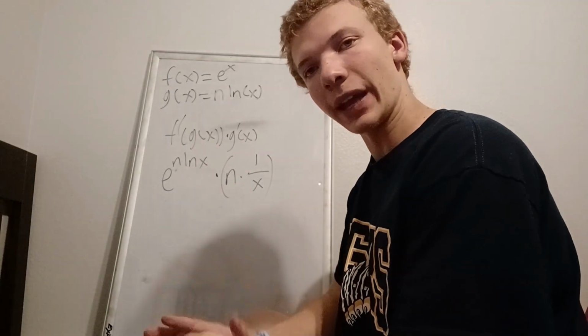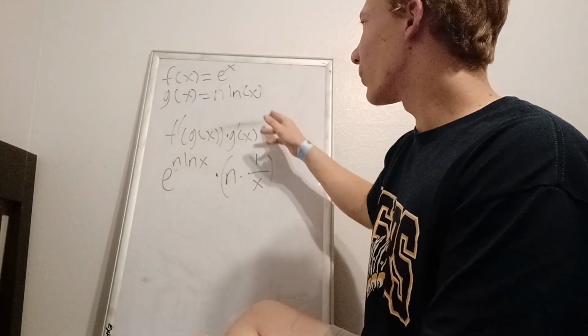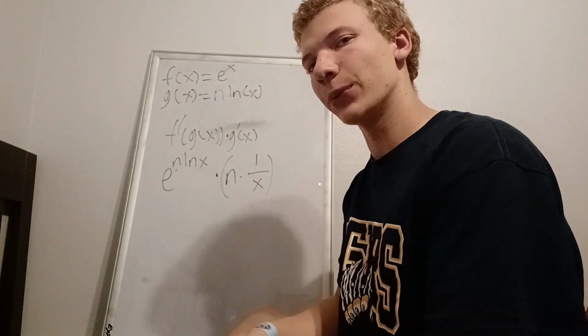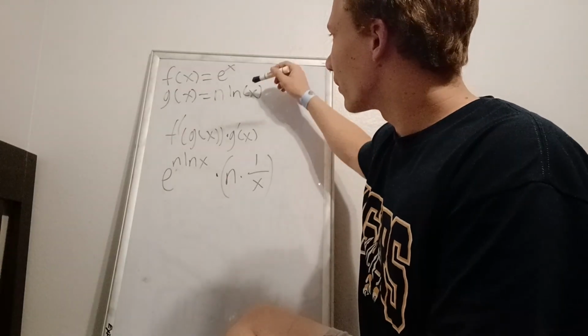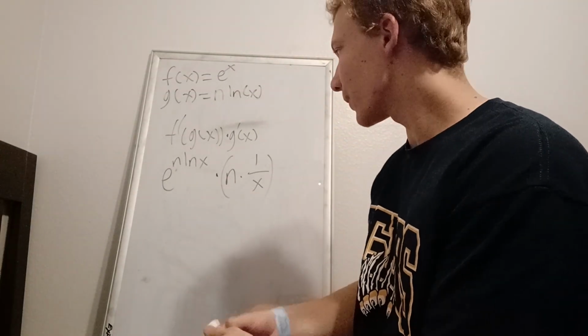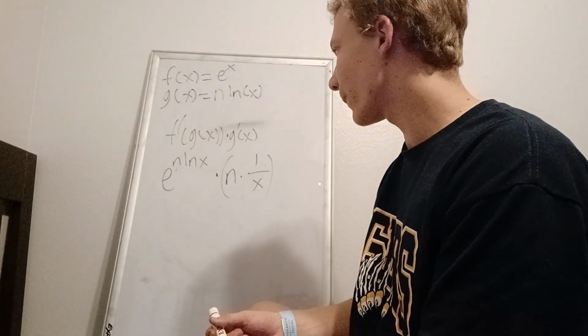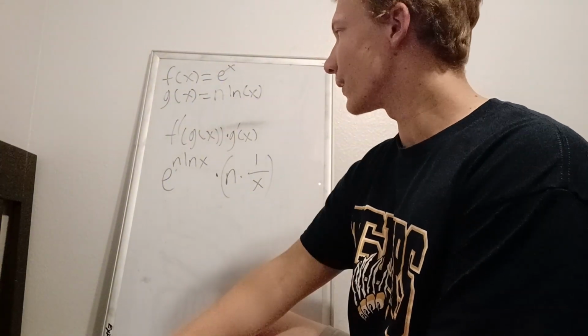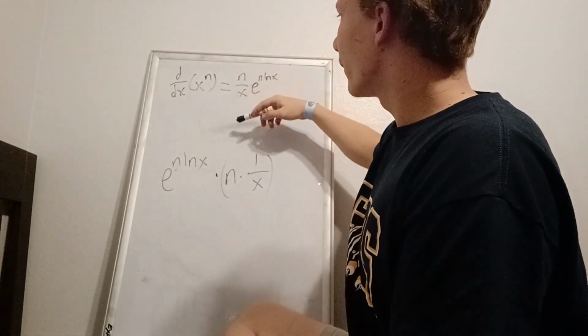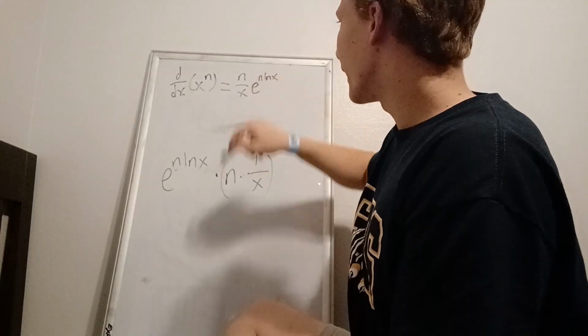Now the derivative of n ln x, since we're differentiating with respect to x, n is just a constant, and that can be multiplied outside the derivative. And of course, the derivative of ln x, as we showed in the previous video, is 1 over x. So we get n times 1 over x. Now, what this means is that we can rewrite the derivative of x to the n as n over x times e to the n ln x.